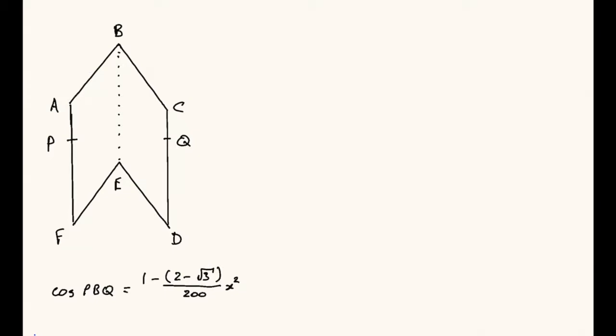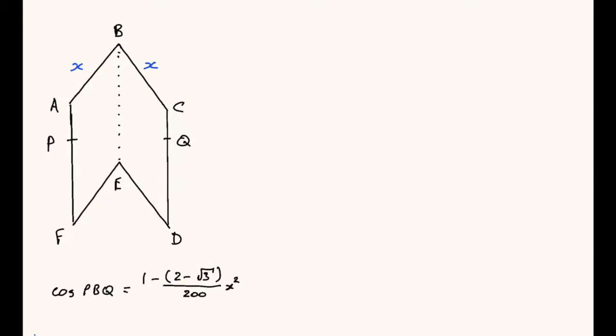Hi, so let's have a look at this question. The text tells us that we've got two congruent parallelograms, ABEF and CBED, and it also tells us AB equals BC equals x. So I'll just put that on the diagram.